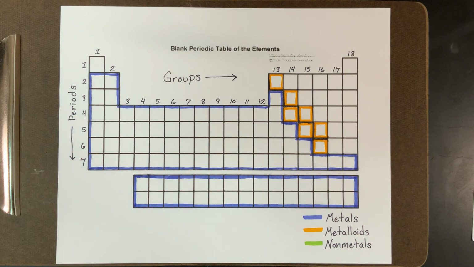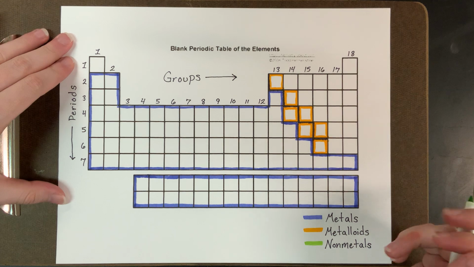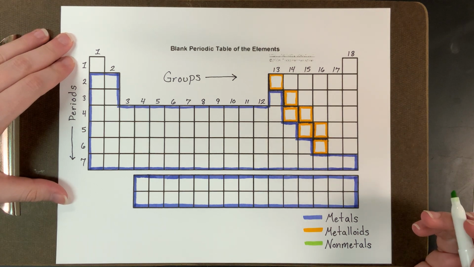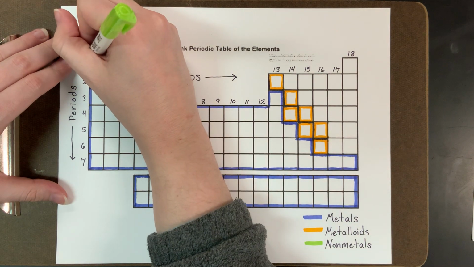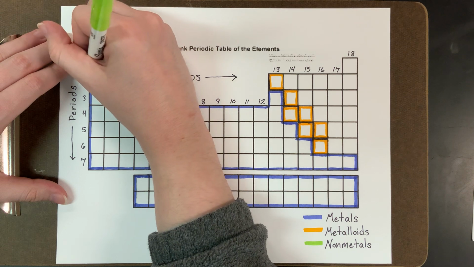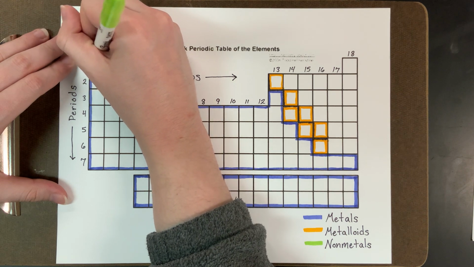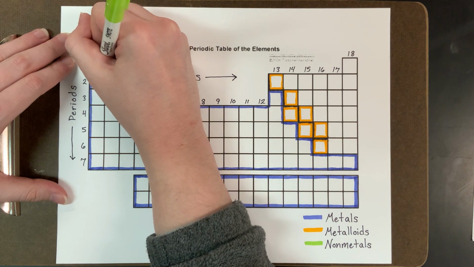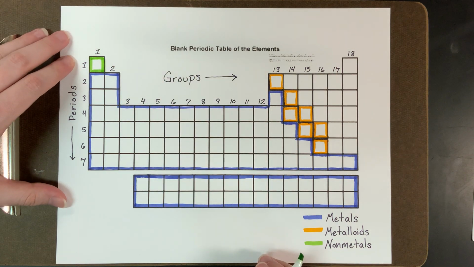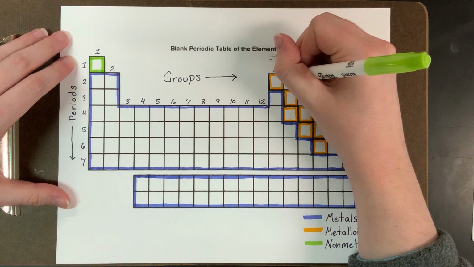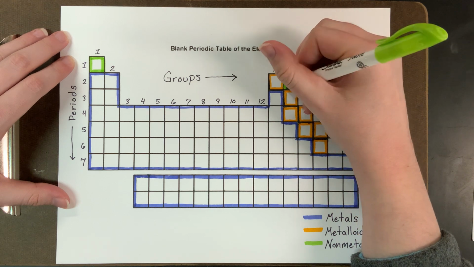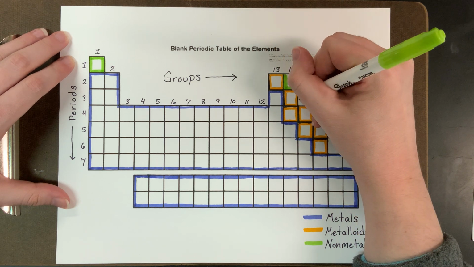And onto my final color to outline my nonmetals. So just a reminder, hydrogen is the Lone Ranger. He's all over here by himself in group 1, but he is still classified as a nonmetal. And then everything past my metalloids, these are all nonmetals as well.